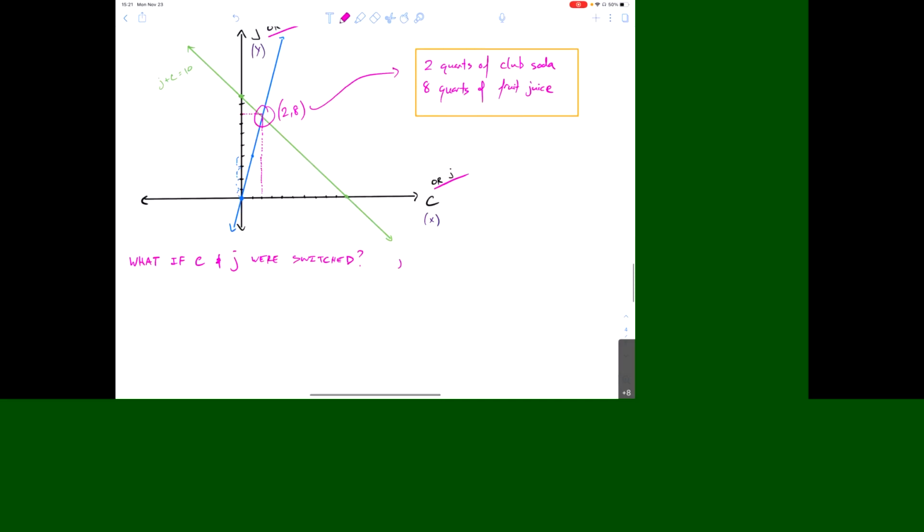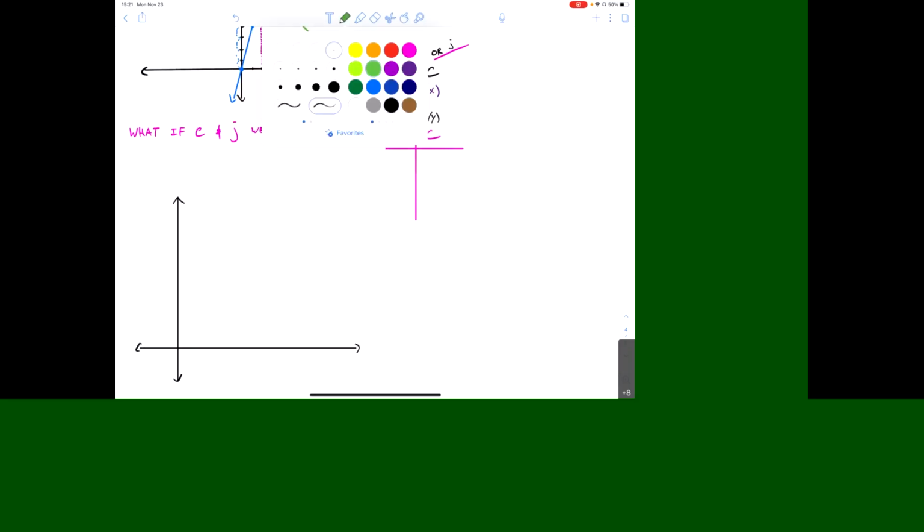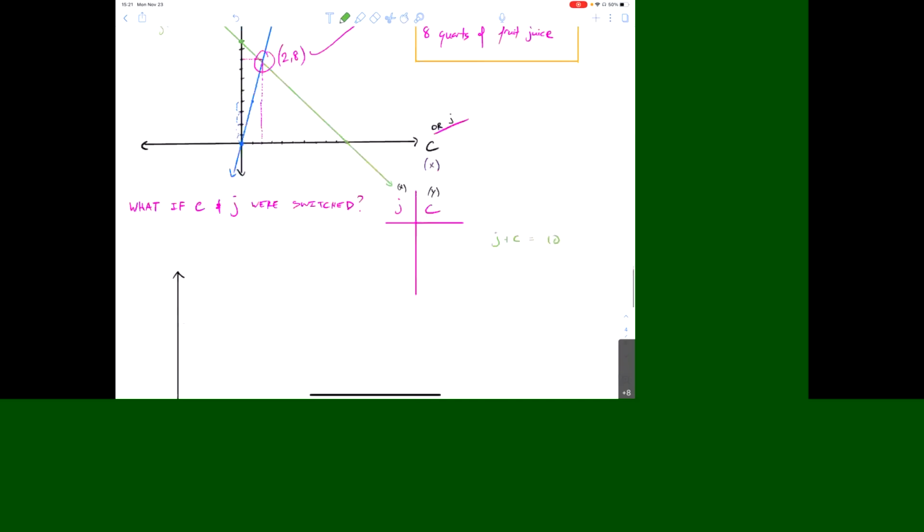So say instead it was JC like this. So now this is your X, and this is your Y. And I'll draw the same coordinate plane again. Remember your equations were J plus C equals 10, and then the other one was J equals 4C.